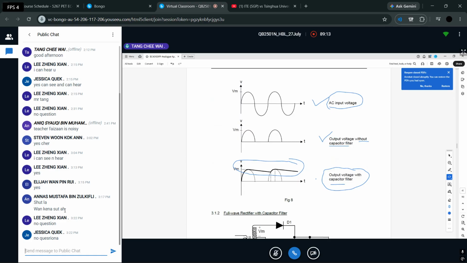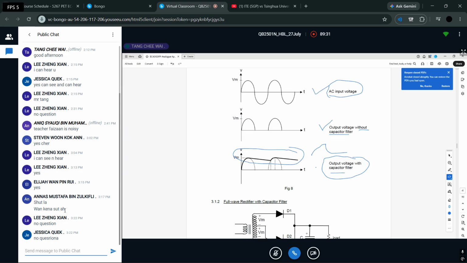I think I did explain to you, right? The nature of the capacitor is basically charging and then discharging. I keep repeating it like that. If you look carefully, it's something like the behavior of a capacitor.